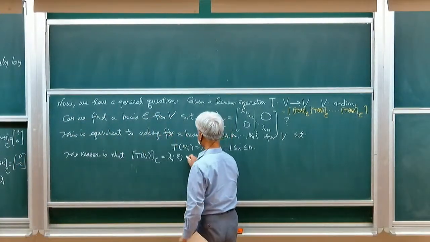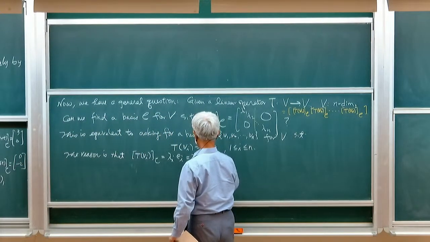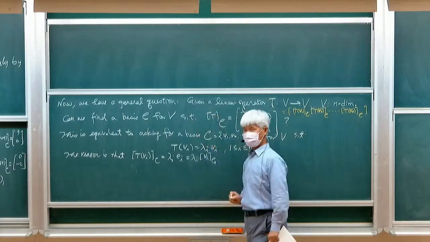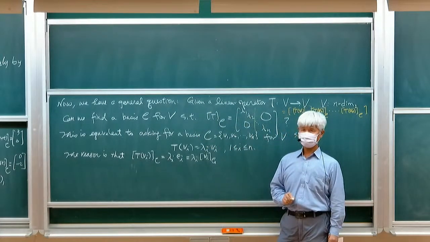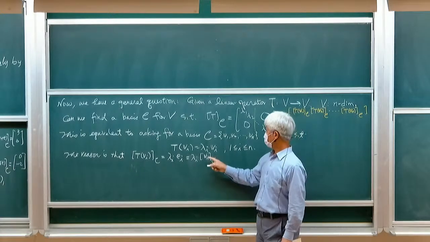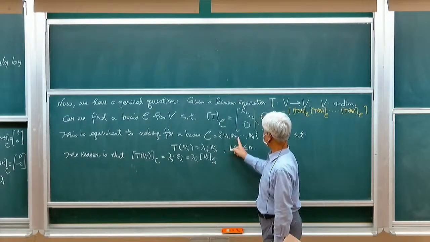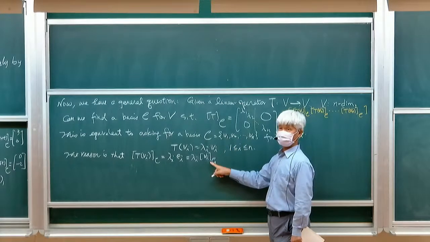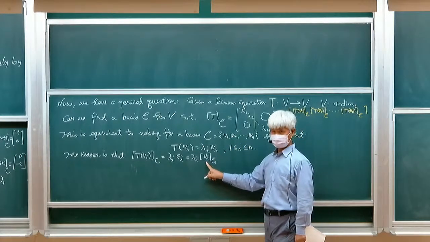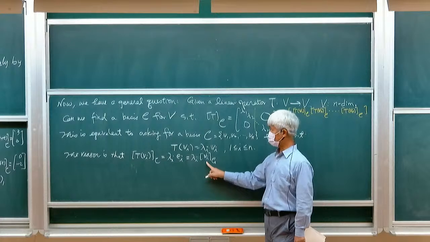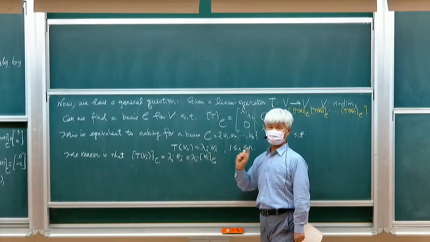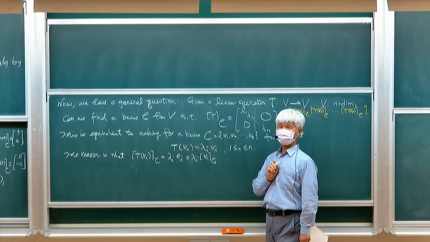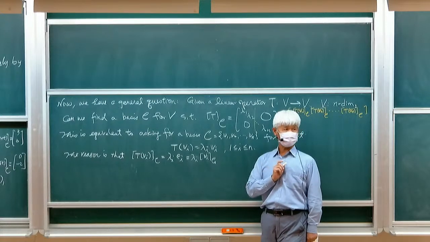But what is ei? ei is just vi relative to C, right? So for the ith vector in the basis, its C coordinate is just equal to ei. Any questions?